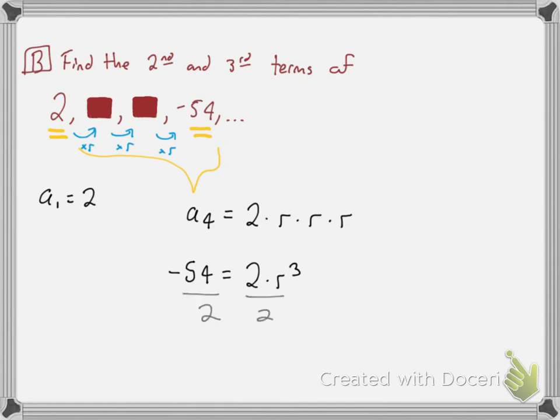So I'm going to divide by 2 on both sides. I have negative 27 equals r cubed. I'm going to take the cube root on both sides, and the only value that I could get here is negative 3. So the cube root of negative 27 is negative 3. So that's my common ratio.